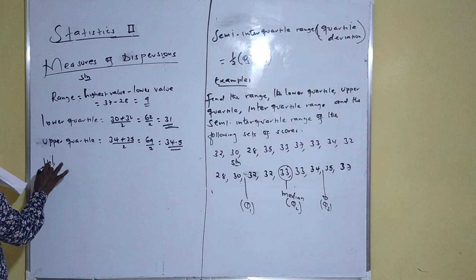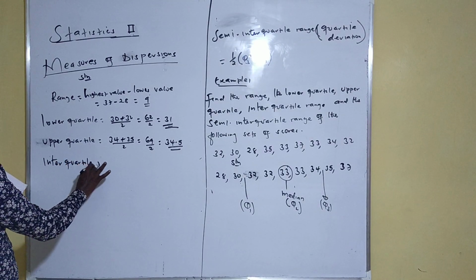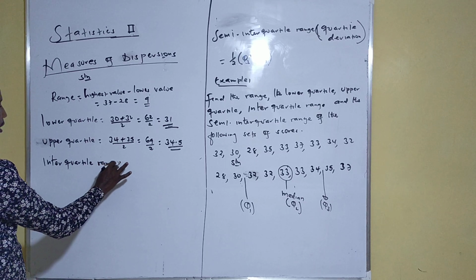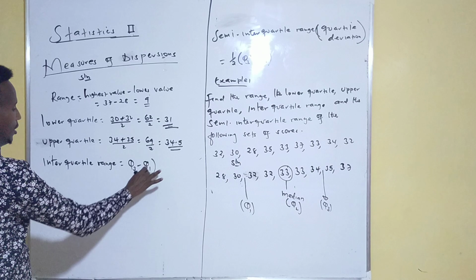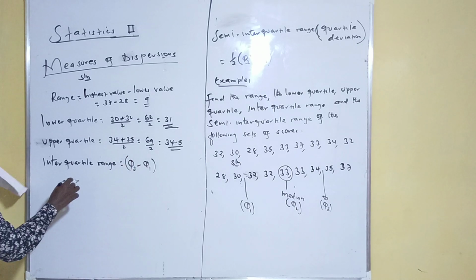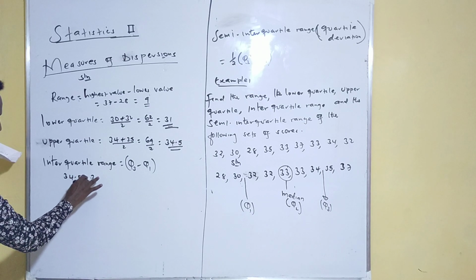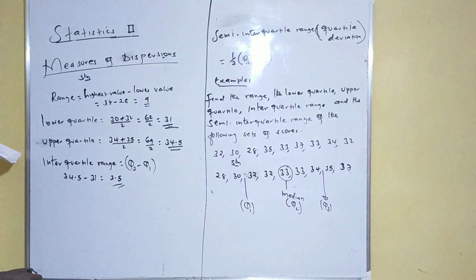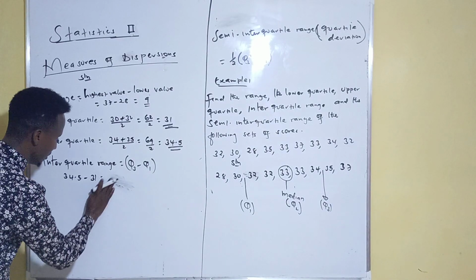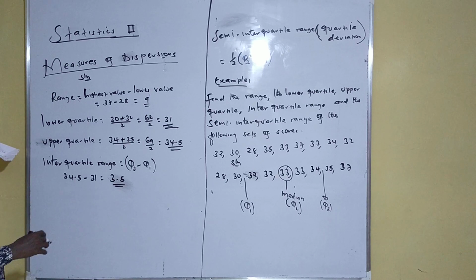Then the interquartile range. We said interquartile range is equal to Q3 minus Q1. Don't forget that. So this will give us 34.5 minus 31, which is 3.5 as the final answer. Remember, this is 3.5.